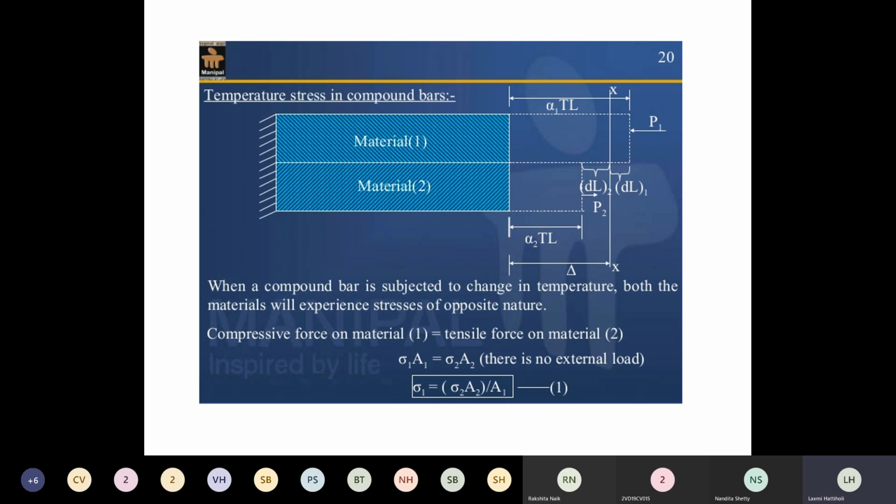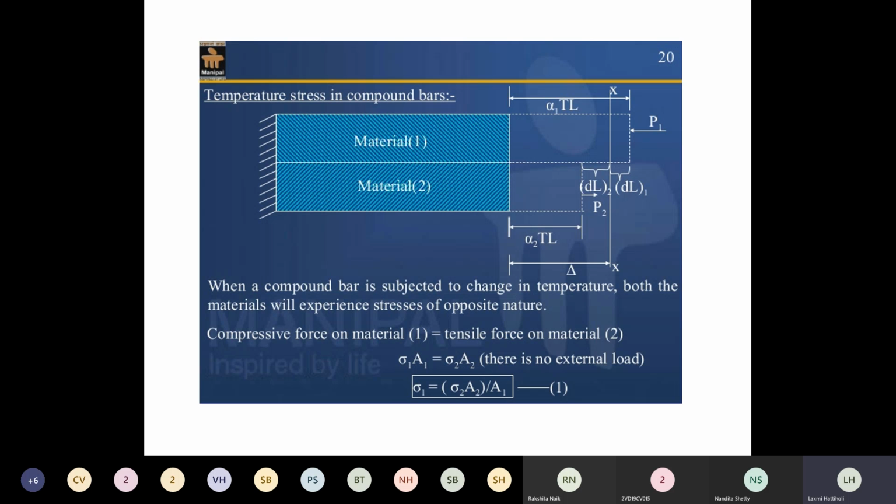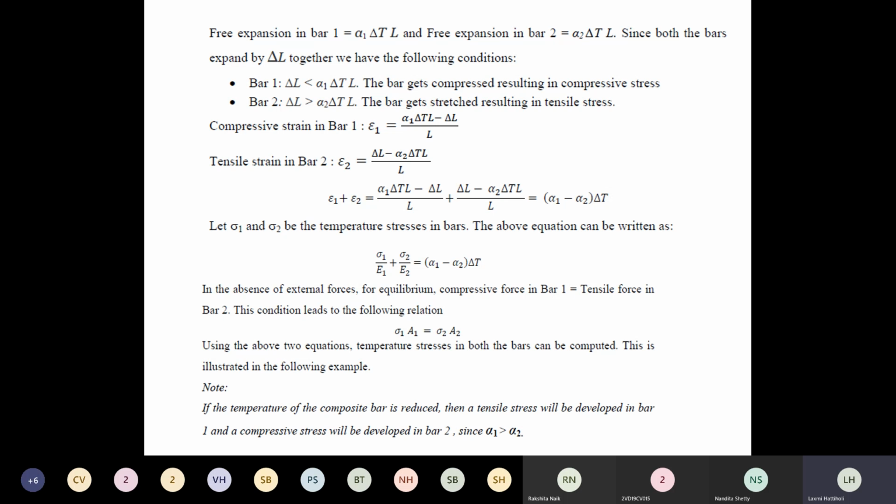For material 1 to reach XX, we have applied a compressive force P1, as you can see in material 1, and for material 2 to reach XX we have applied P2, that is a tensile force. Later on we equated the compressive force and tensile force, and from this we came to know that sigma 1 A1 is equal to sigma 2 A2. This was the first compatibility equation which we have used, and this is what we studied in the last class, the procedure to solve compound bars.